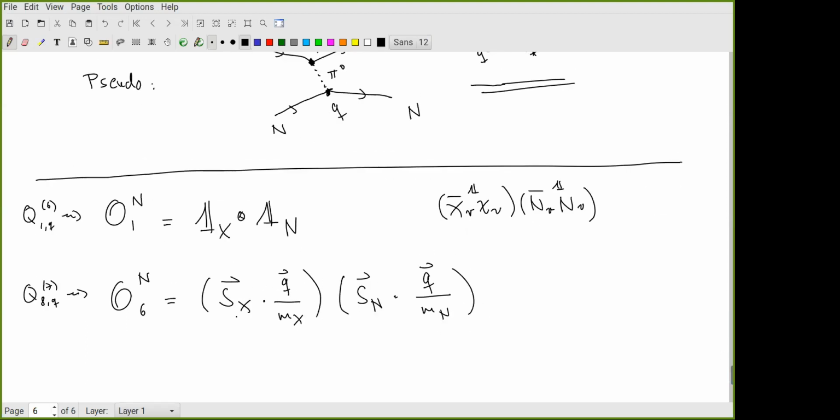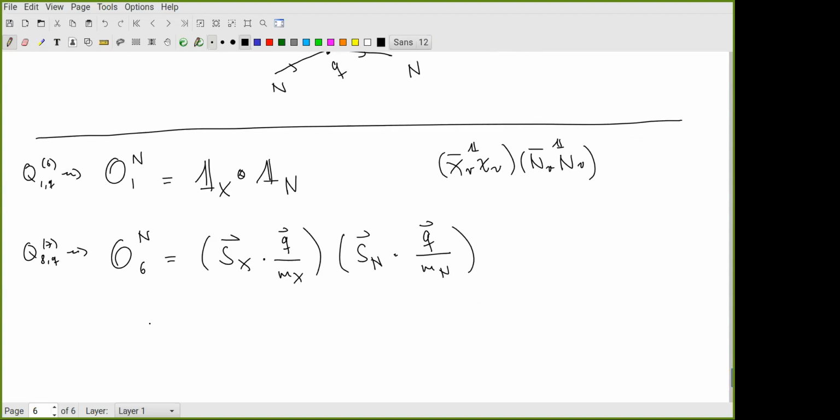So I think you have seen these operators before. There are also other operators. There's, for example, O4, which would be just the nucleon spin times the dark matter spin, and so on. There are more of these operators. But what you have seen is that these operators naturally arise if you start with an interaction at high energies, like a model of dark matter, and then you do all these approximations that we did. You end up with these operators. And the coefficients of these operators you can calculate.